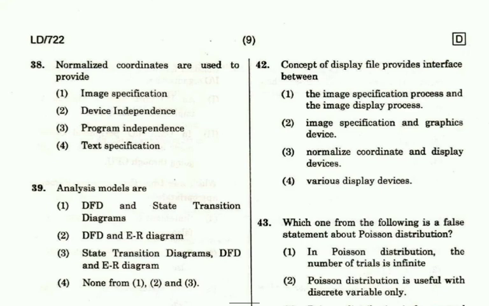Normalized coordinates are used to provide. Normalized coordinates ensure that the same graphical content can be displayed consistently across the different devices. This allows device independence, meaning the output remains the same regardless of the hardware. So device independence is the correct answer.